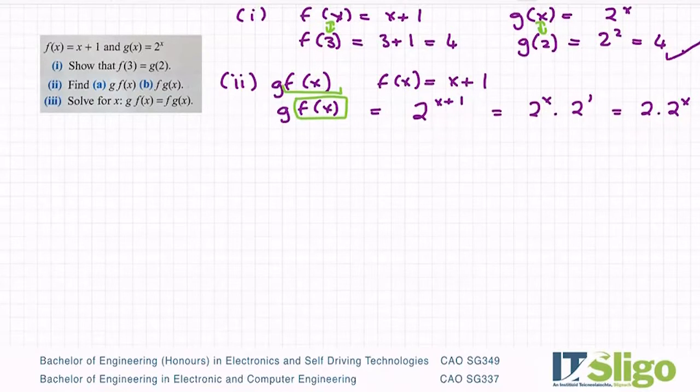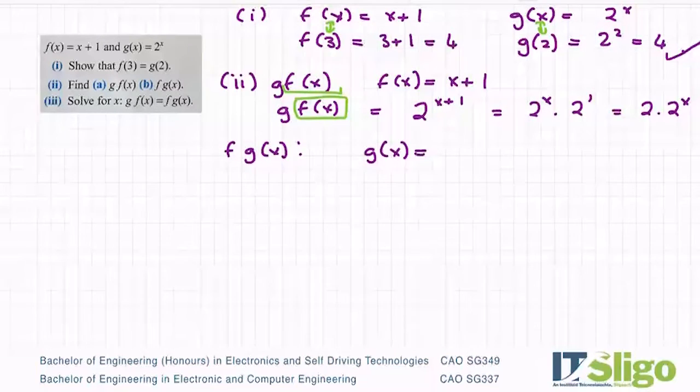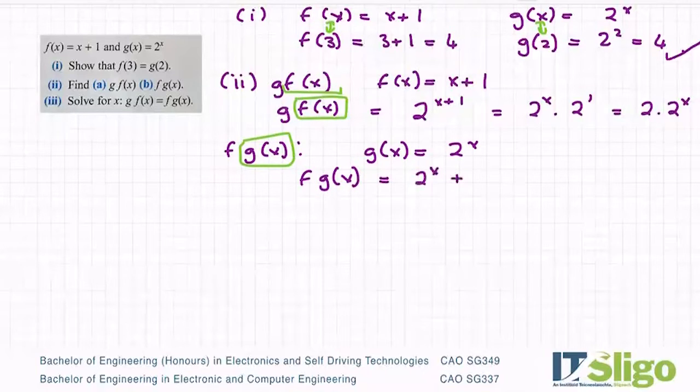Okay, then let's have a look at f after g of x. Well, g of x is 2 to the power of x, and then I feed that in for the x that's in the f function. So then f after g of x becomes 2 to the power of x plus 1. Okay, so that x there got replaced with g of x. And there's no real way I can simplify that really.